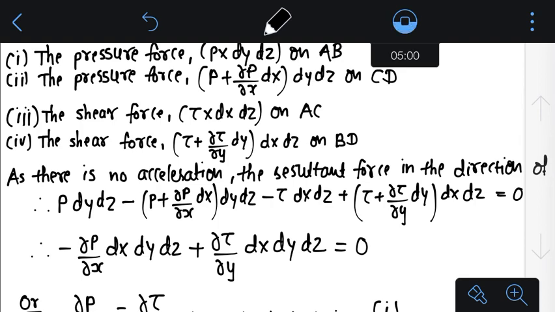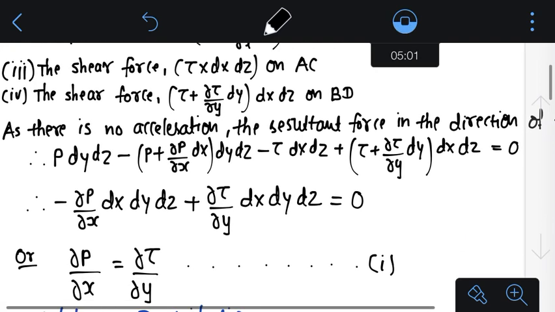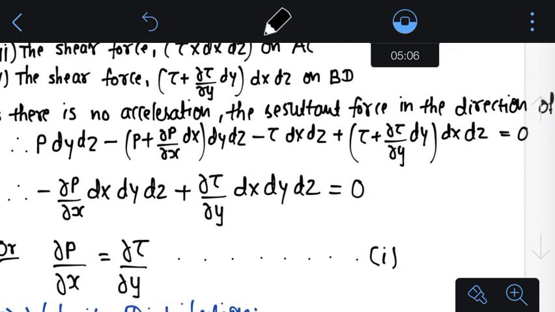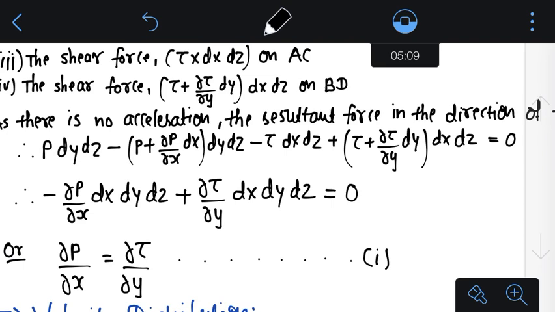If you summarize this equation, if you try to simplify this equation, the common terms are going to get cancelled. As you can see here, the common term would be this p dy dz, and this p dy dz is going to get cancelled. Similarly, this tau dx dz and tau dx dz will get cancelled.